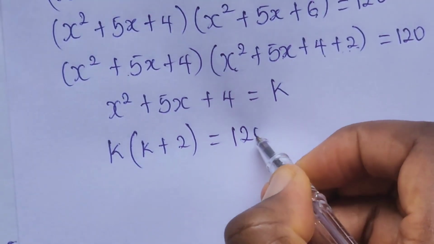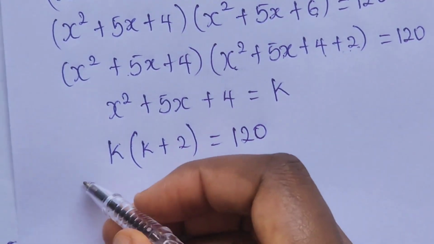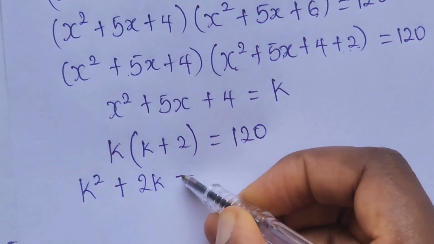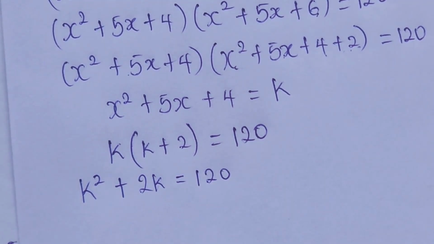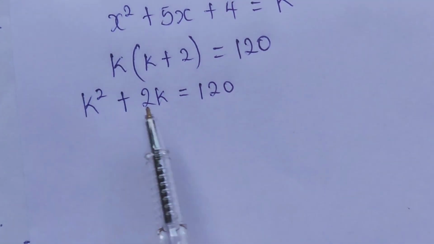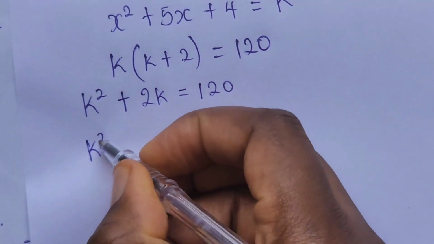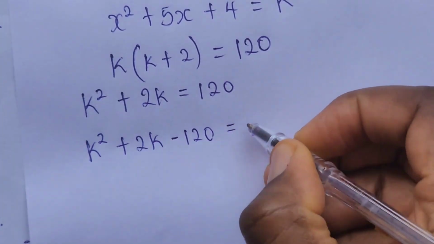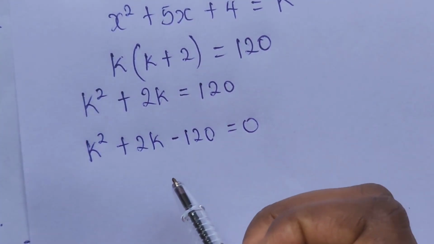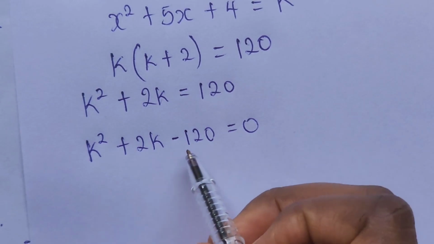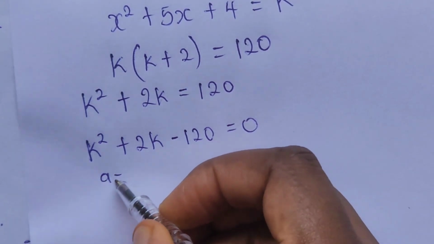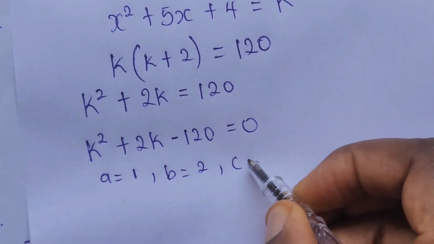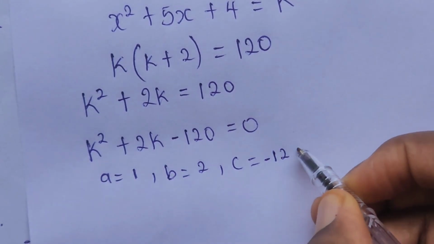all equal to 120. So when we open this bracket, we have k squared plus 2k all equal to 120. Let's move this value to the left. We have k squared plus 2k minus 120 all equal to 0. So resolving this with the quadratic formula, we have a equal to 1, b equal to 2, and c equal to minus 120.